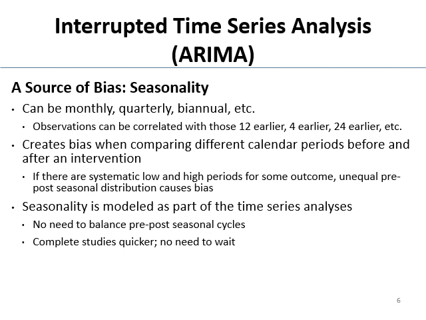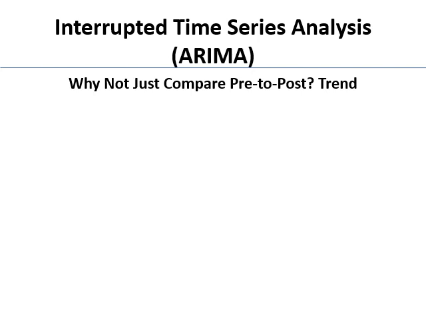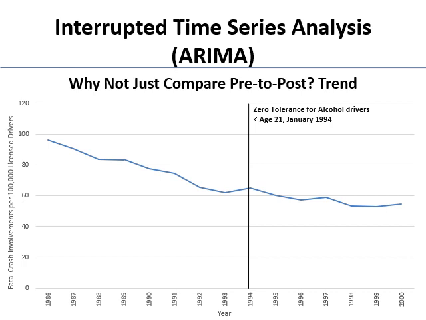So why else might you not want to just compare the average of the pre to the average of the post? Well, another reason is trend. So here's a time series analysis, and your tax dollars hard at work paid for an intervention of this law that went into effect. Zero tolerance alcohol for drivers under age 21 was implemented in 1994. And you're looking at fatal crash involvements per 100,000 licensed drivers for persons who are under age 21.